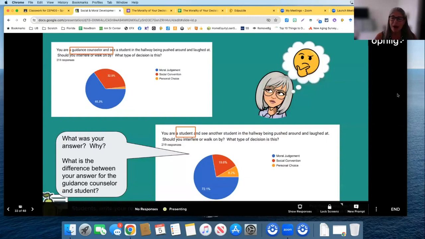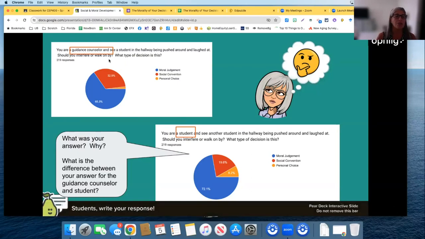So now let's think about what you answered in your surveys. This isn't just your survey, but I've been doing this for several years. So you see the responses of a couple hundred people here, and you're in there. Here was the question: if you're a guidance counselor and you see someone being bullied in the hallway, should you interfere or walk by?